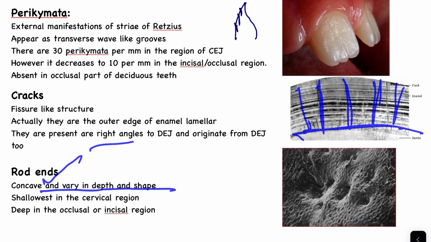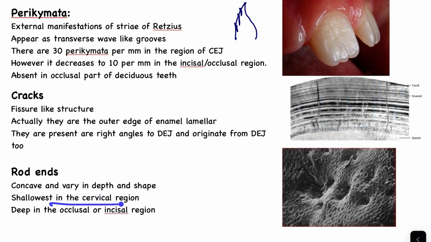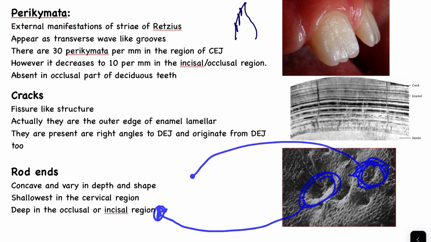Rod ends. They are concave and vary in depth and shape. They are shallowest in the cervical region and deepest in the occlusal region. So if this is a tooth and my rod is ending over here, it will end kind of like this in this shape. It will show a concavity. This concavity appears kind of like a pit in the microstructure. So let's just say that this appears like a very shallow one, and this is a very deep one. So the deep ones will be present in the incisal region, and the shallow ones will be present in the cervical region.